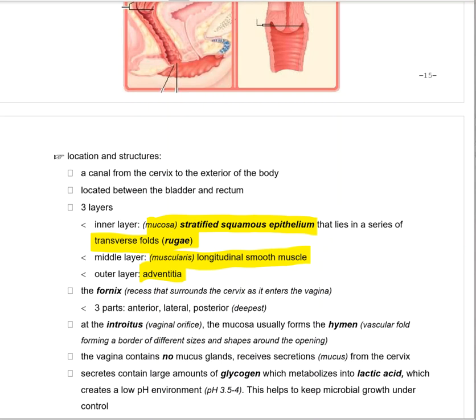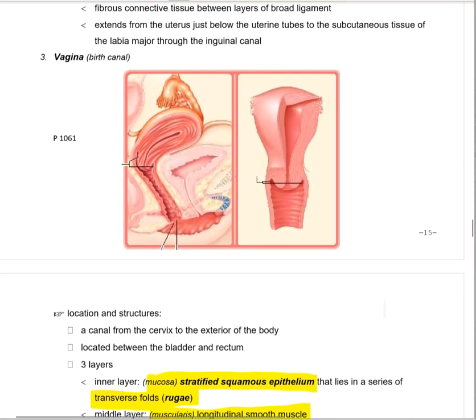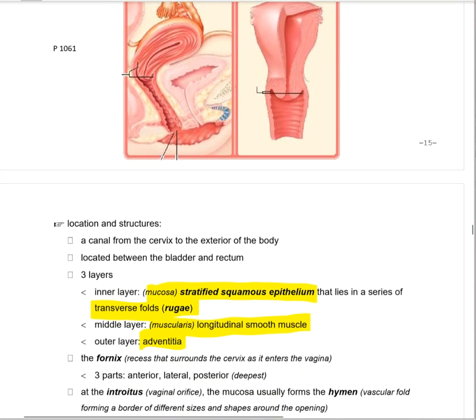The fornix is the recess that surrounds the cervix as it enters the vagina, and you can kind of see that right here. See the recesses here on either side. They've shown it in both of these. That's the fornix. I'm not going to draw it in, but you can see that there.